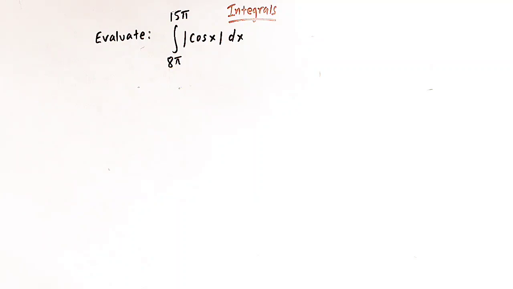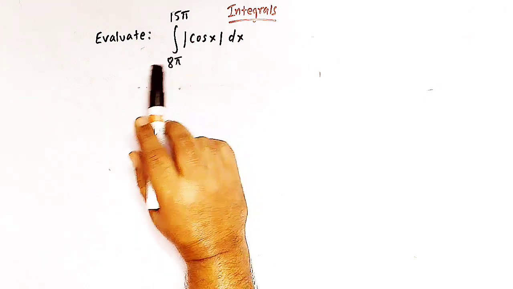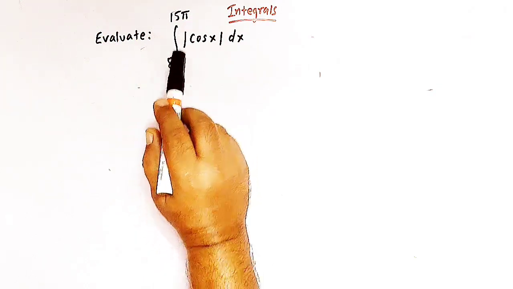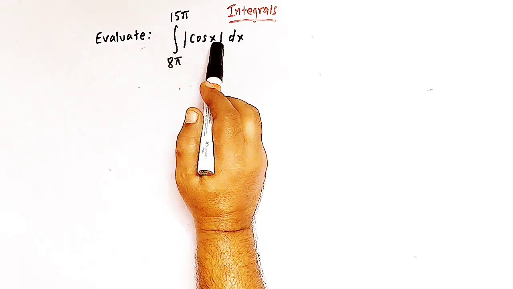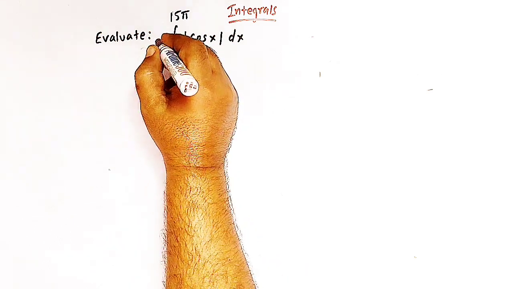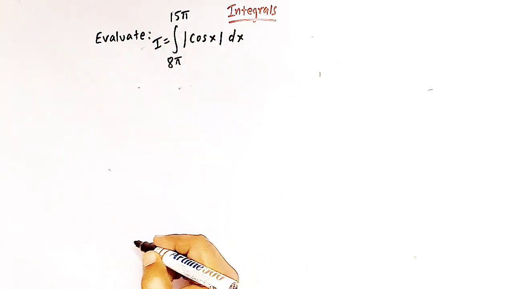Hello viewers, in today's session we are going to discuss another important and conceptual problem from definite integrals. In this session we are going to evaluate this integral where we have the limits from 8 pi to 15 pi and the integrand is the absolute value of cosine x. Let us call this integral I.